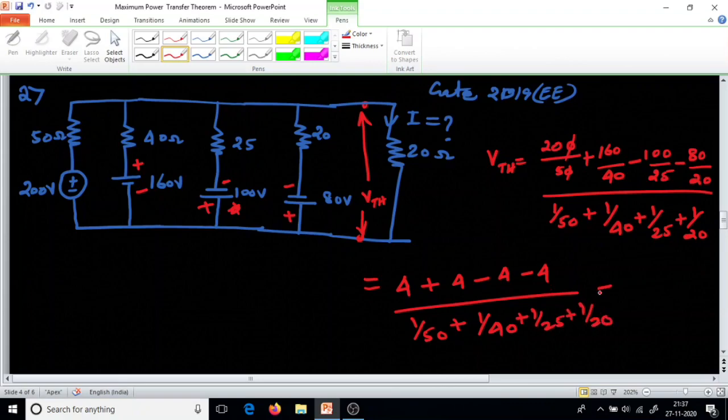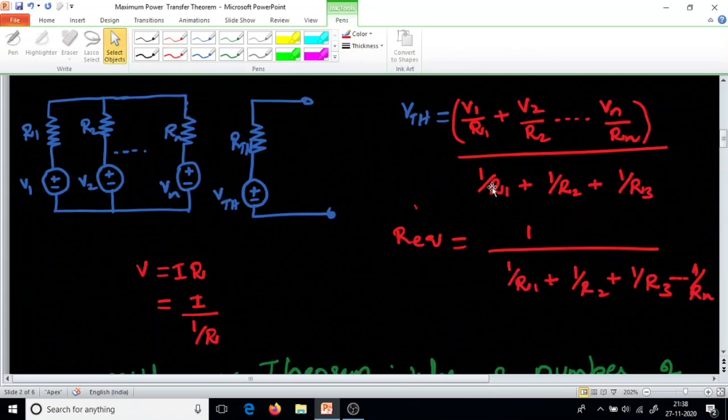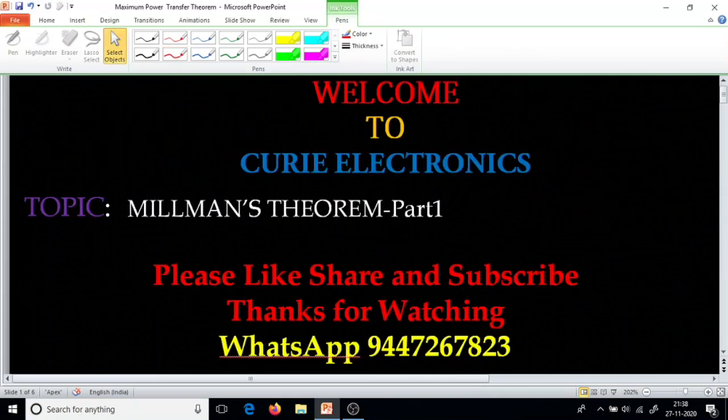Now if you see here, our numerator becomes 0. 0 divided by anything equals 0. So the answer is 0 amps. That is, I equal to 0 amps flows through this. So because of Millman's theorem, we are able to calculate it quickly. So friends, I hope all of you understood what Millman's theorem is.